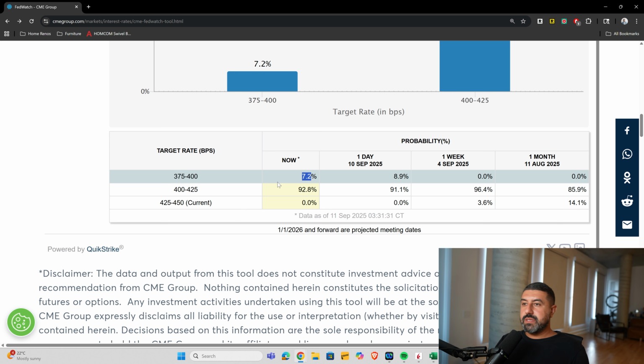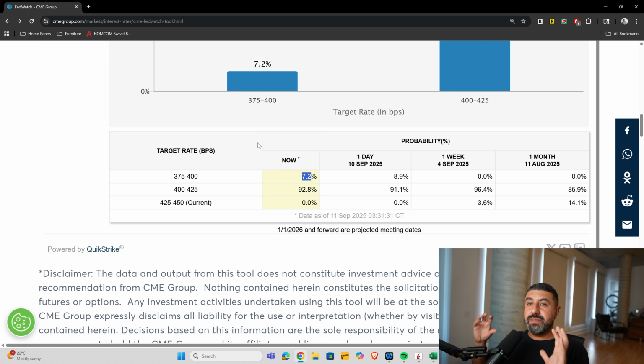And that changed because some job data came out and it wasn't looking too good. Jerome Powell talked and said some things that made it look that, okay, we are going to be having a rate cut. So based on what's happening, these percentages are going to change. This is all that this tool gives us: what the market expects. Doesn't mean it's going to happen, but the market is pricing in this information.